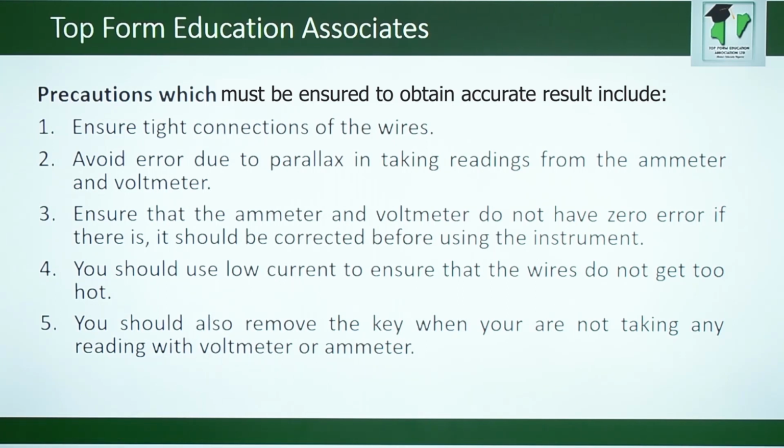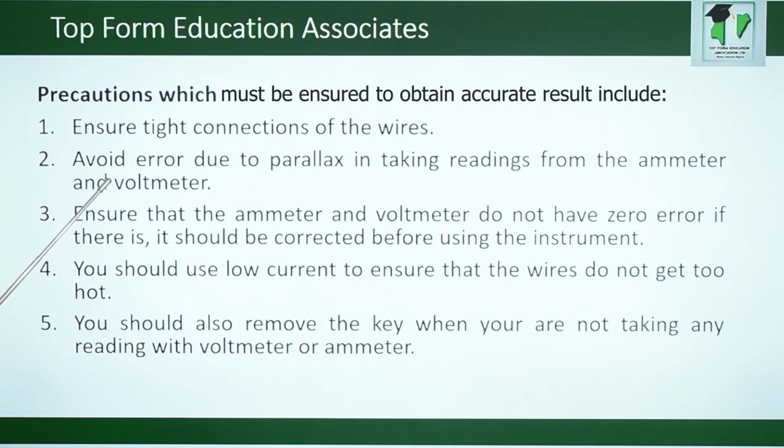Now, while carrying out this experiment, there are precautions you must take to ensure accurate readings. So, precautions which must be ensured to obtain accurate results. Number 1, ensure tight connections of the wires. They must be tightly connected, otherwise current will not flow through the circuit. You must ensure tight connections of the wires.